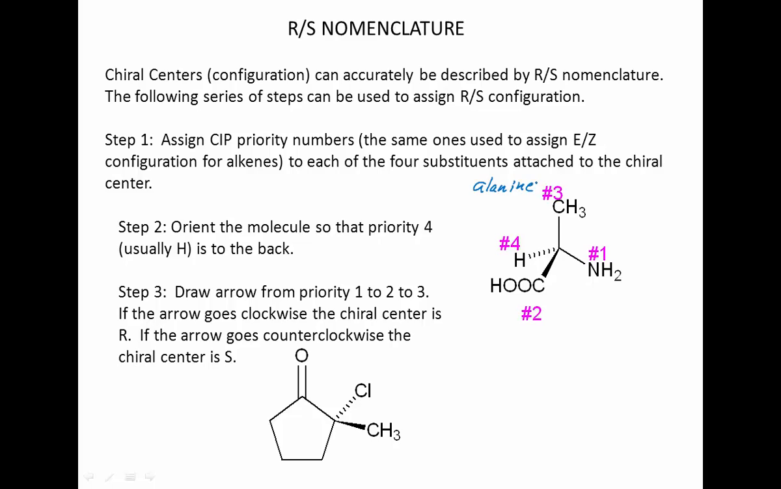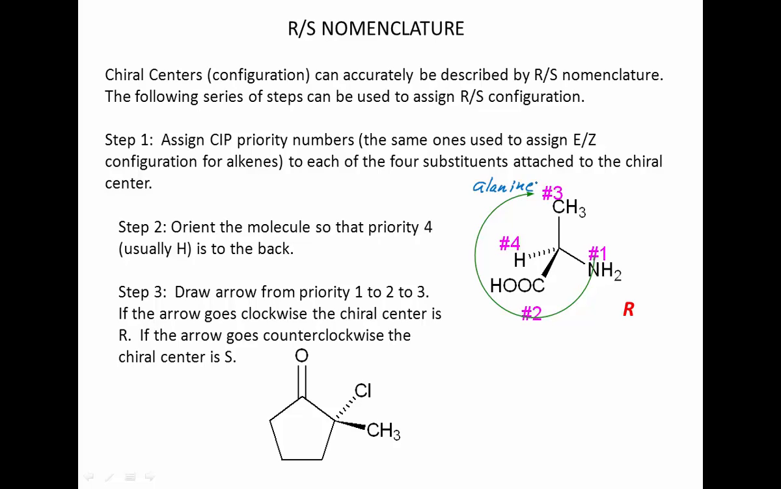Step 3, you're going to draw an arrow that goes from 1 to 2 to 3. If the arrow goes clockwise, it's R. If that arrow goes counterclockwise, it's S. So there's the arrow we have there, and you can see a nice clockwise arrow going from 1 to 2 to 3. So what I have drawn there is, of course, the R enantiomer.